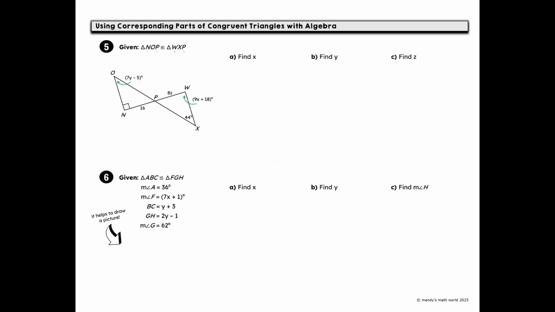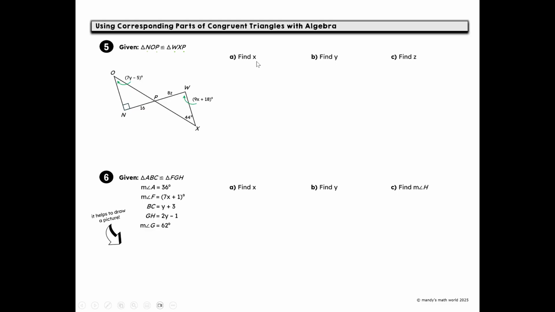Our last two examples, we're going to use some algebra in these examples. So you are given a congruency statement. Triangle NOP is congruent to triangle WXP. We've got some algebraic expressions on here. We've got some side lengths and angle measures. And we are asked to find X, Y, and Z.